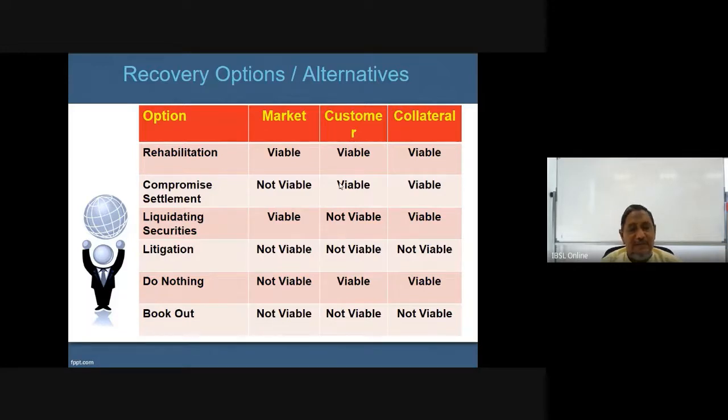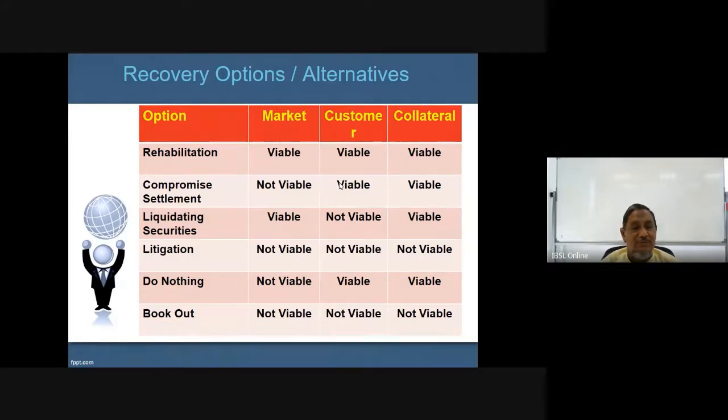There are certain instances where the market is not viable temporarily. In the compromise settlement, the market is completely paralyzed, completely no more existent, or that product cannot be sold anymore. There's no buyers for that. But when there's a temporary market failure due to maybe environmental factors, maybe external factors, the market may collapse temporarily. But customer viable, collateral viable.